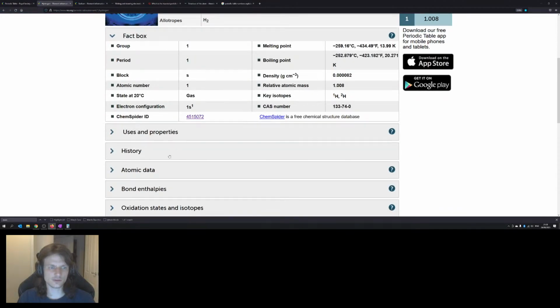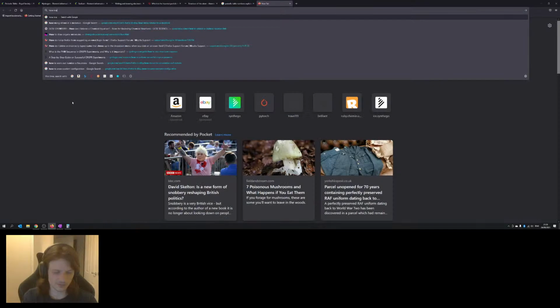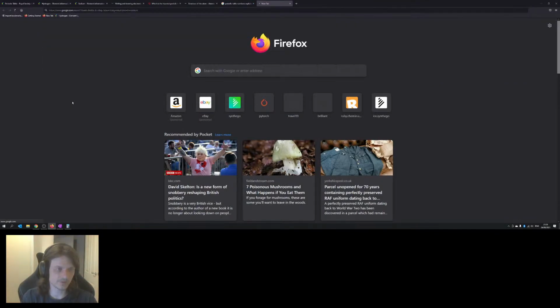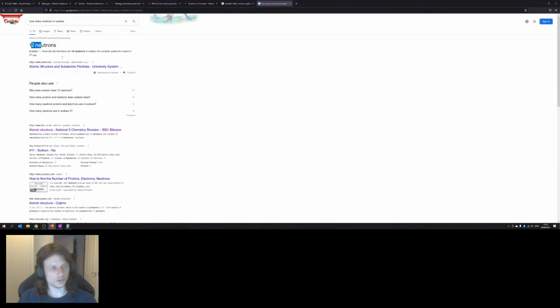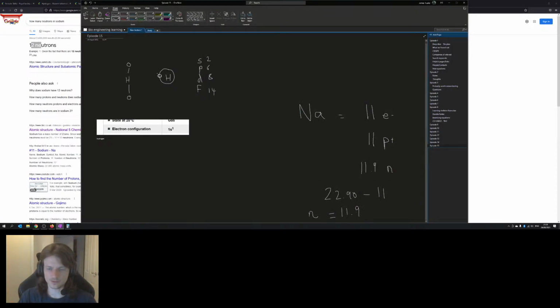How many neutrons in sodium? 12 neutrons, alright. Interesting. So this is the ceiling of 11.9. Okay. That is definitely going to be 12, isn't it? Because you can't have points. Awesome. Okay, so I do kind of remember it.